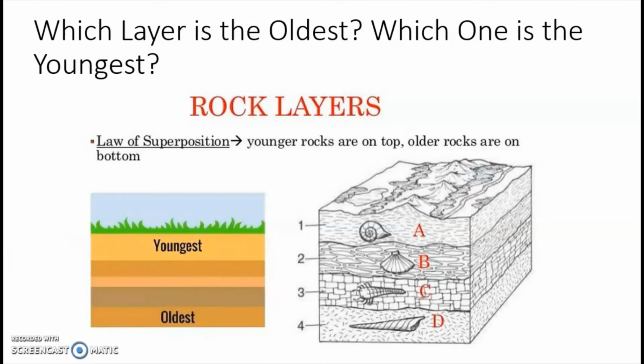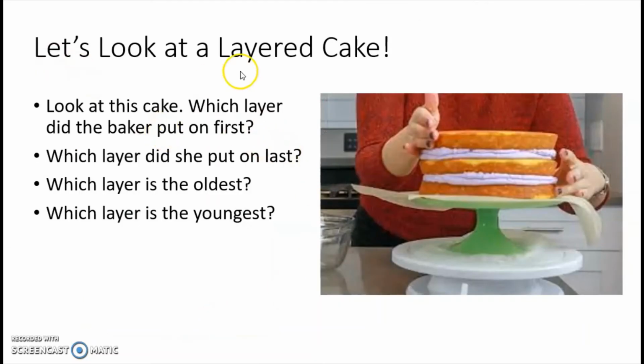Let's look at a layered cake. Which layer did the baker put on first? For this one? Nope, that wasn't first. She put on this layer first. Which layer did she put on last? This one she's touching is the last one she put. Which layer is the oldest? Which layer is the youngest? Think about it for a minute.